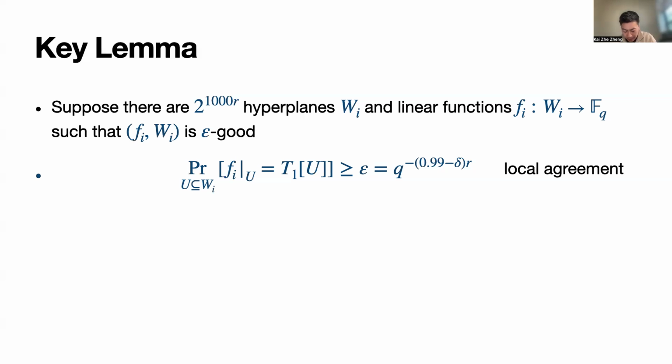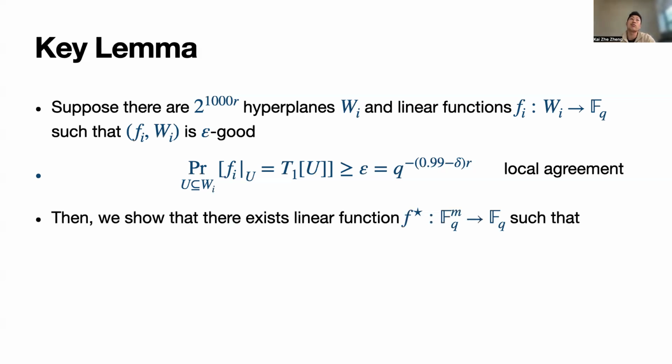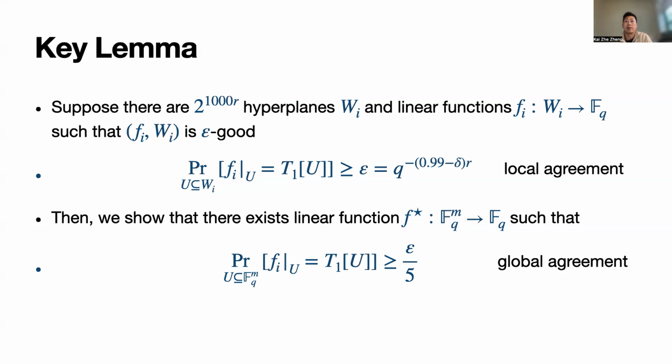Now, what we really want in the PCP is global agreement. And what we want to say is that if this scenario happens, there is actually global agreement. So that's what we end up showing. We show that if you assume the first 2 bullets, then you can actually construct this global linear function f star. So now f star is on the entire space, and f star has non-trivial agreement with the entire table. Before we had this epsilon local agreement, now we construct f star, and it has epsilon over 5 global agreement. And this is really a key step of our paper.